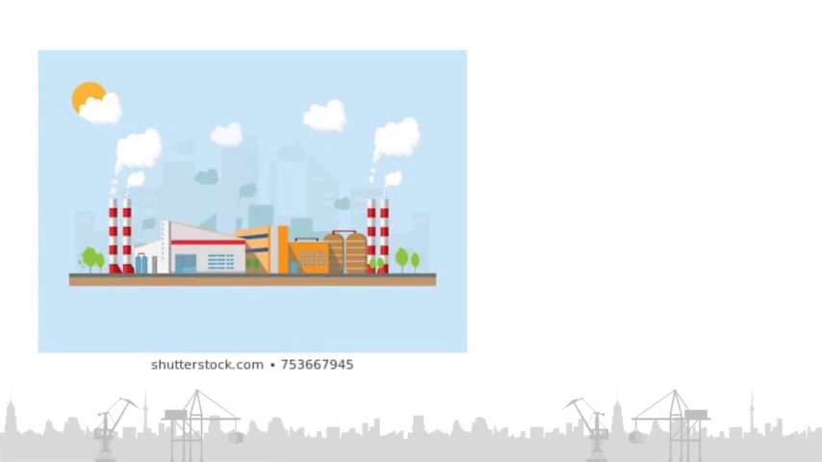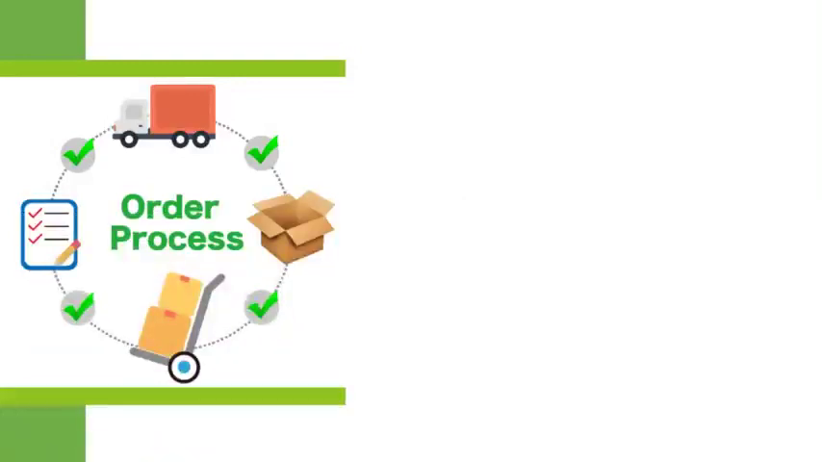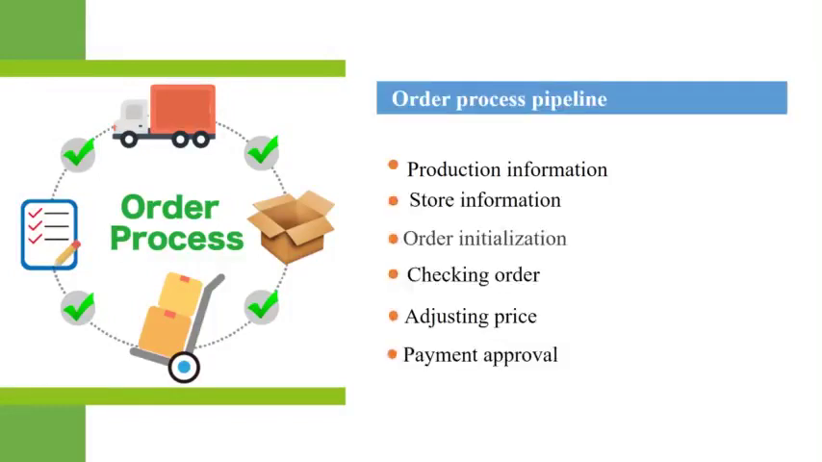Order processing is a process or workflow from order placement to delivery. This is a key element of order fulfillment where reliability and accuracy lead to customer satisfaction. There is a system called the order process pipeline. This system mechanism manages production information, store information, user information, order initialization, checking order, adjusting price, and payment approval.